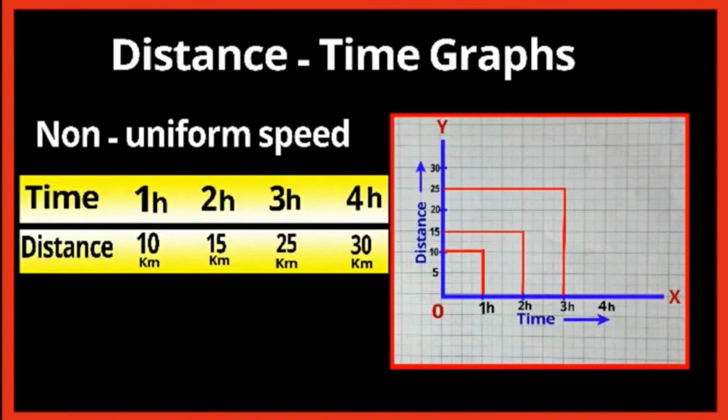It is 4 and 30. So when we mark the last point and then we join these points, then we get a blue colored graph line. As you can see, that's not a straight line. So for non-uniform motion, the graph is non-linear. It is not a straight line. So I hope you have understood.